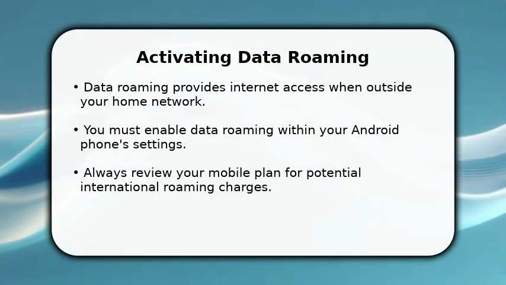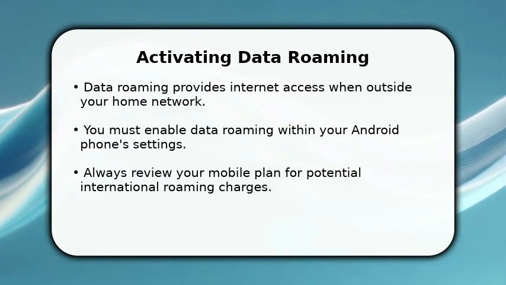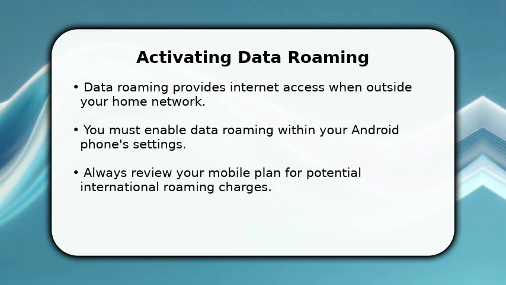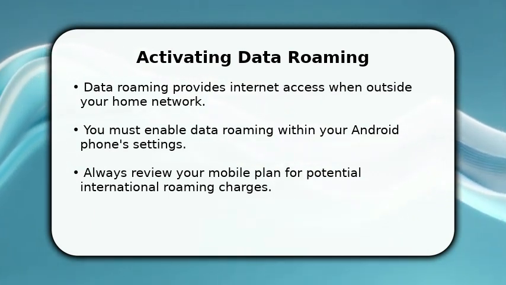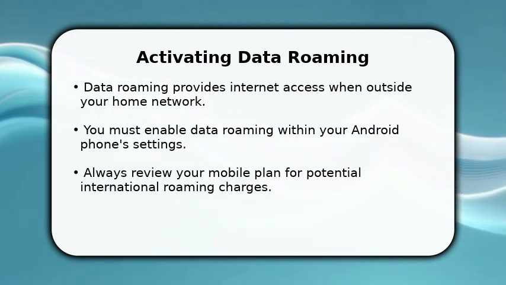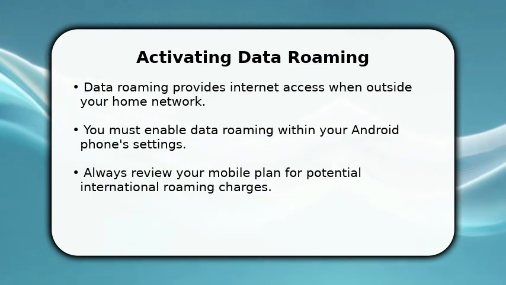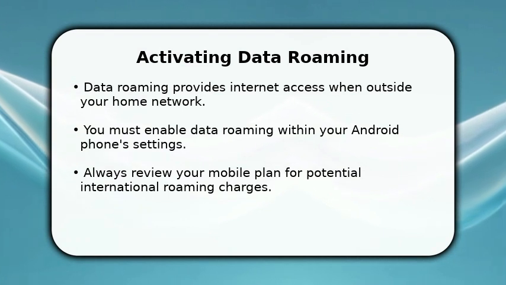In this video, I will explain how to use data roaming in Android. First, open your phone's settings and find the Network and Internet or Connections menu. Then, tap on Mobile Network and toggle on the data roaming option. It's a simple switch, but remember to check your carrier's rates beforehand to avoid unexpected bills. This ensures you can stay connected while traveling abroad.